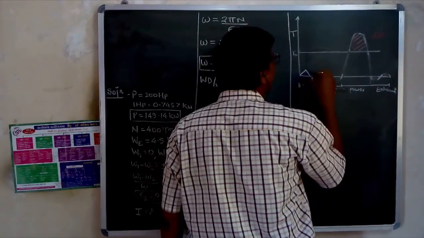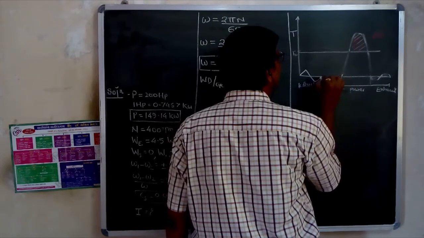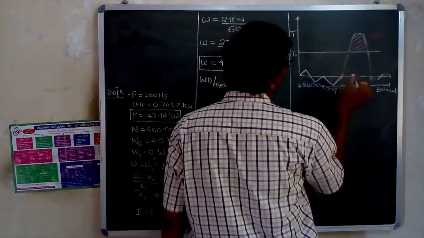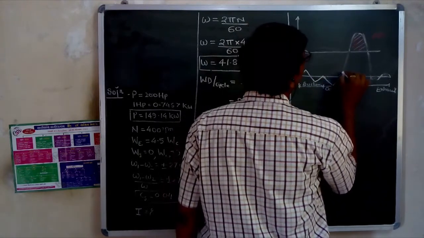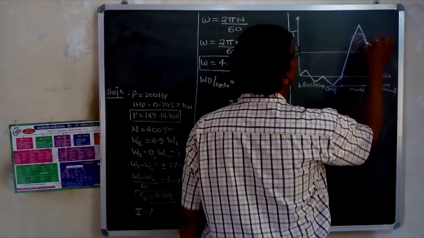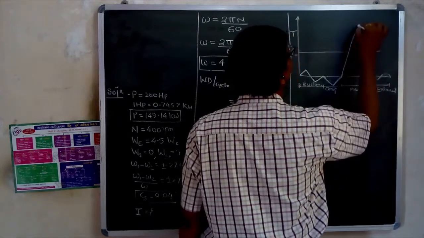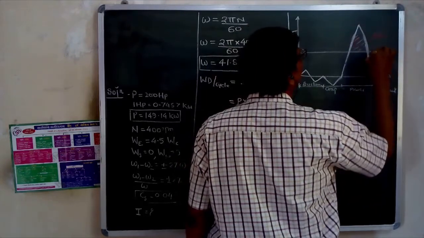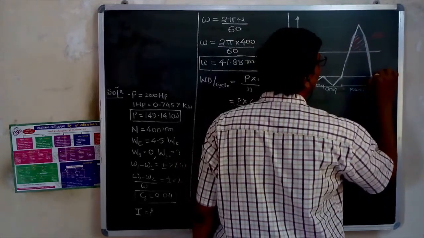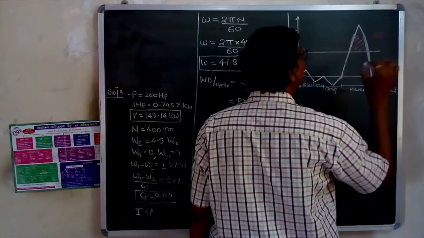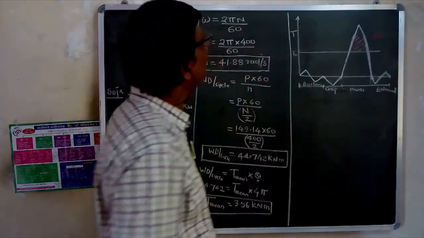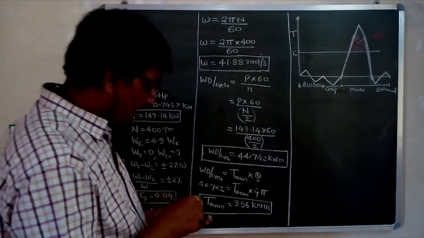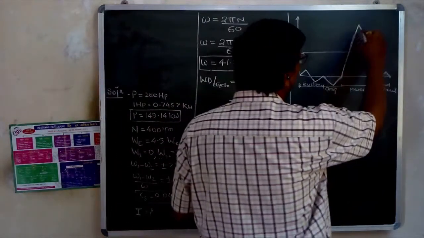Let us say this is suction, then this is compression, then this triangle is the power, and this is the exhaust. Okay. Now this is fine. Now you see, I want to have the area of this triangle.